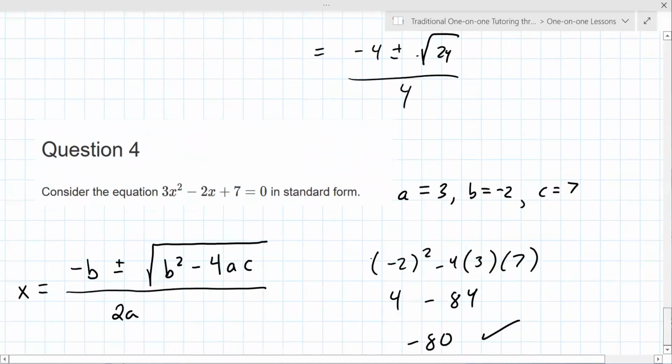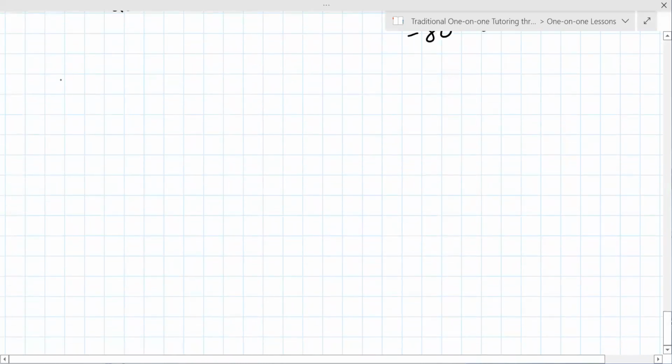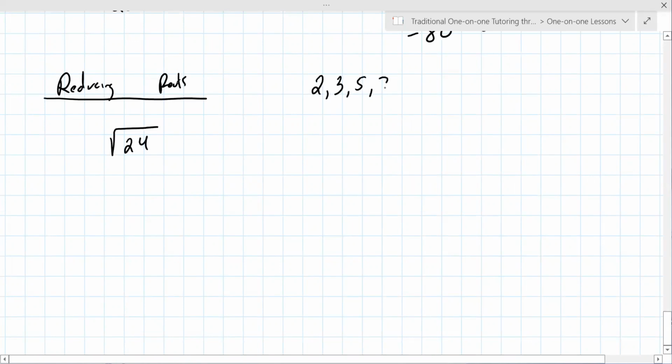Okay, so let's use our last 5 minutes here to talk about reducing roots. This is one of those skills that you need for solving with the quadratic formula. So we looked at a problem that had the square root of 24 in it. And you need to remember the prime numbers 2, 3, 5, 7, and so on.